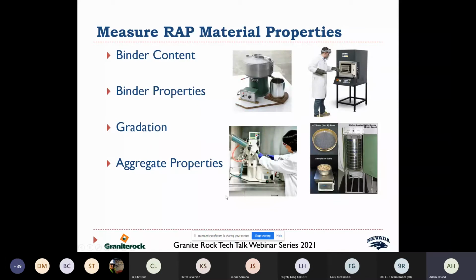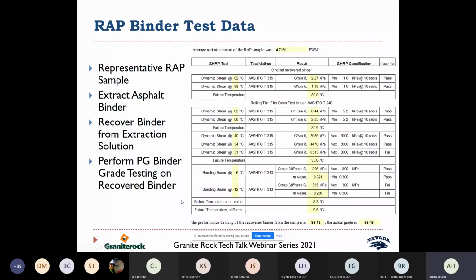This is just some of the tools. Now, if we want to understand the binder properties, we use a centrifuge extractor, and we get a solution of solvent and asphalt binder out of our RAP. We distill off the solvent, and we can then go ahead and measure the asphalt binder properties. And then again, this is the aggregate properties. Now, for QC, it's very common that an ignition oven will be used, knowing that the asphalt content indicated will be off a little bit, but you get a measure of consistency that way.